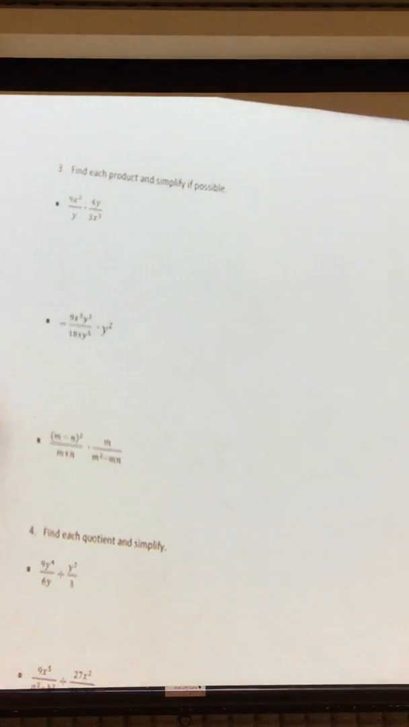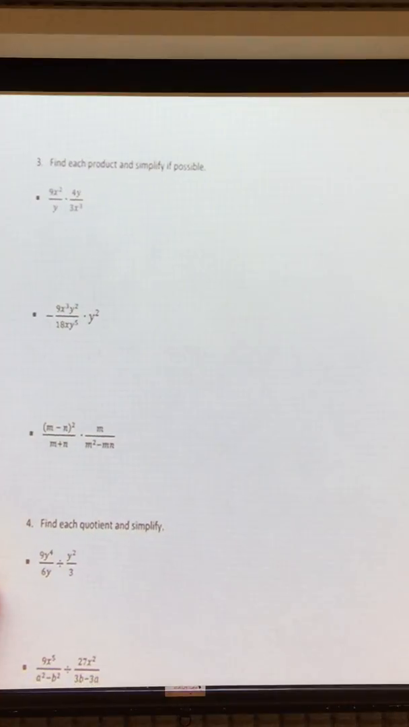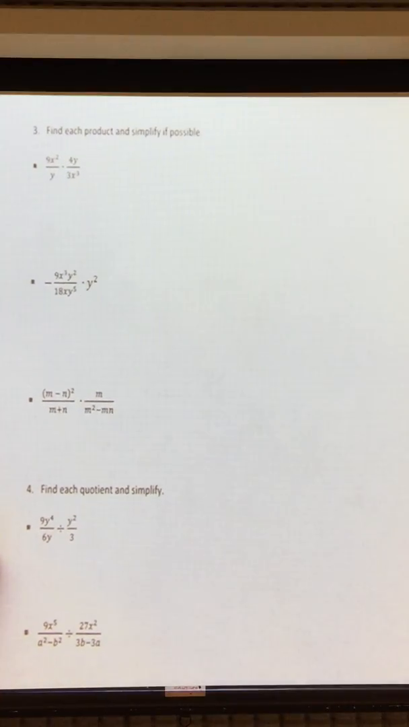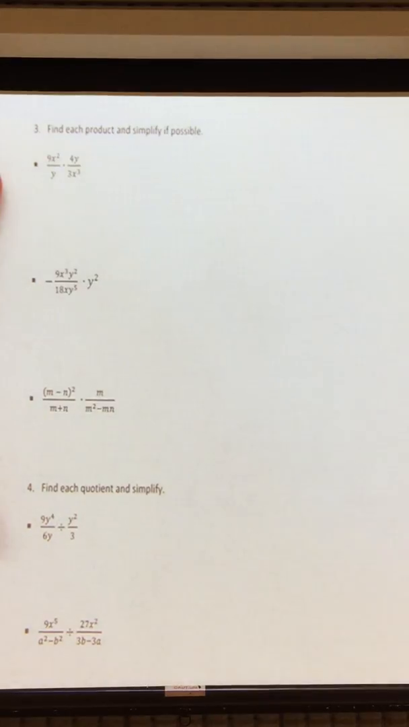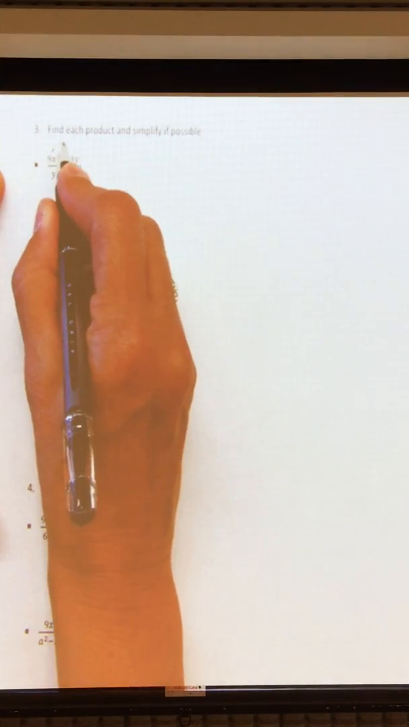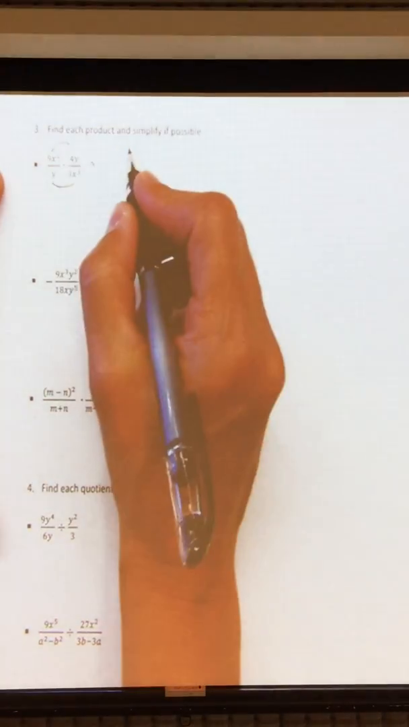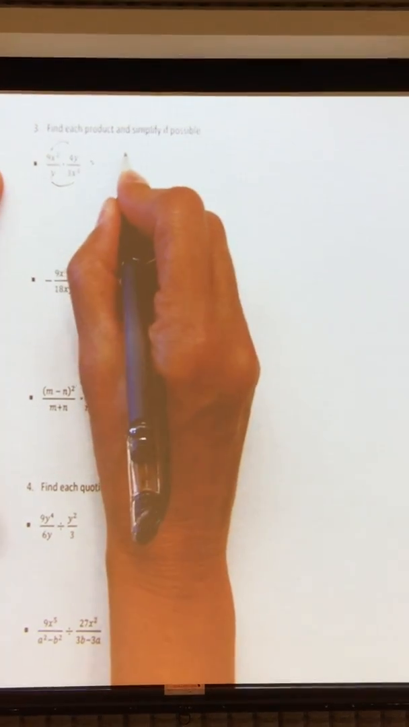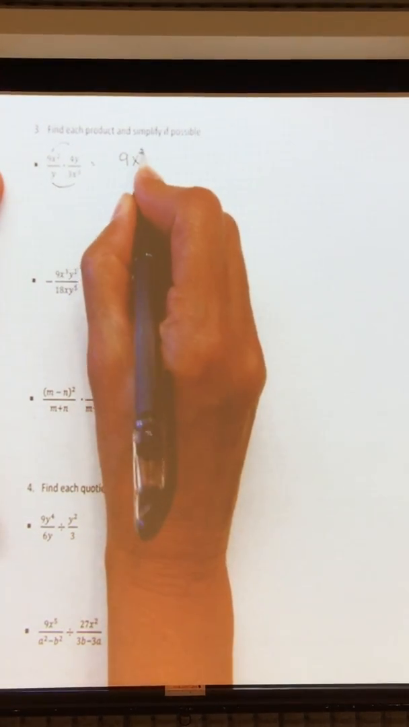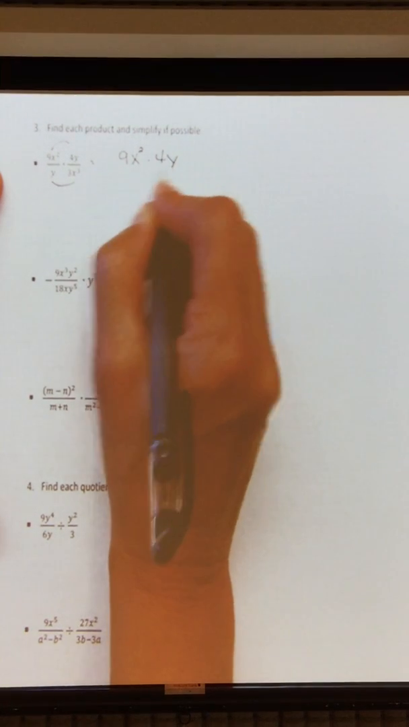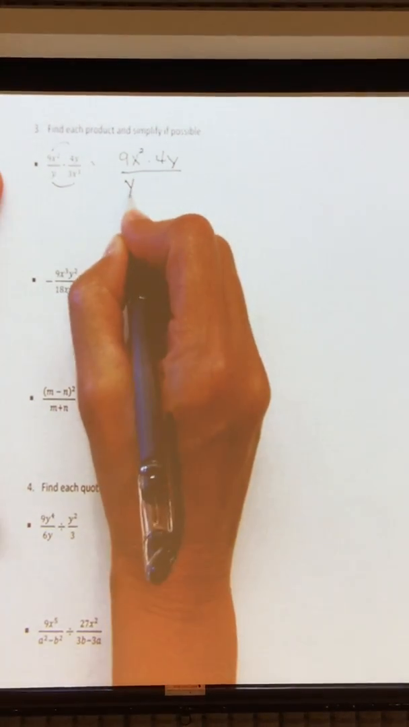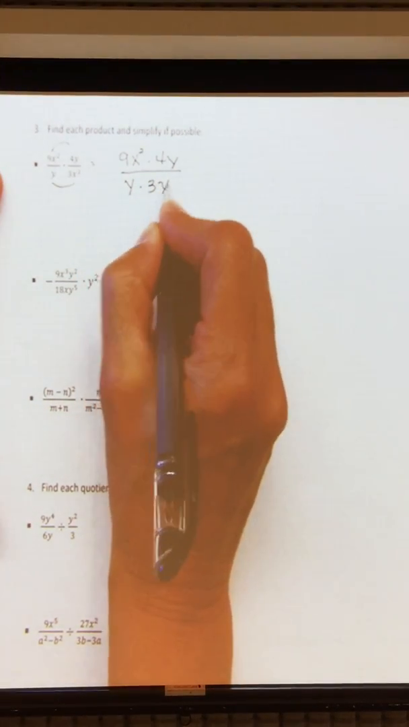Number 3, find each product and simplify if possible. 9x squared over y times 4y over 3x squared. So here we multiply the numerator and we multiply the denominator. So we have 9x squared times 4y over y times 3x squared.